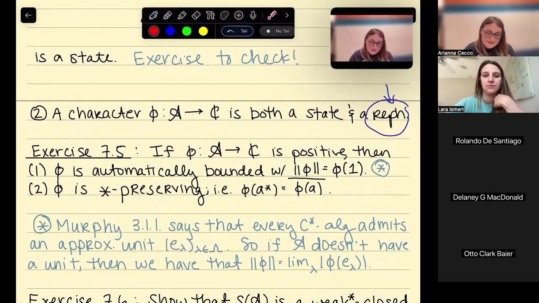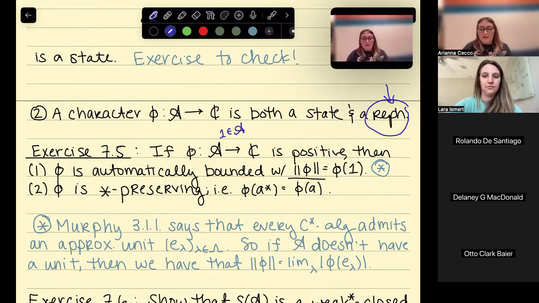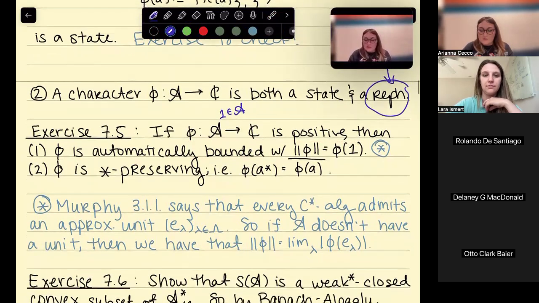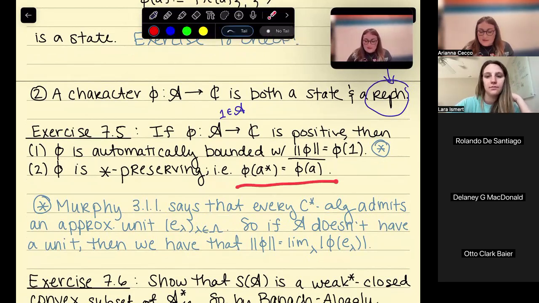Some other exercises from the notes: if you have a positive linear functional, then phi is automatically bounded. Here specifically, to be clear, I'm assuming that A has a unit. So in this case, phi is automatically bounded with the norm of phi being equal to phi evaluated at the unit, and phi is star preserving, i.e., we have this.